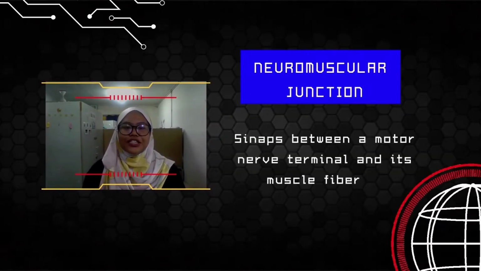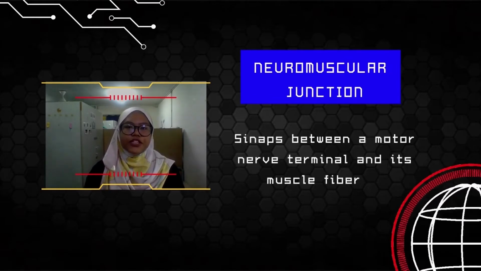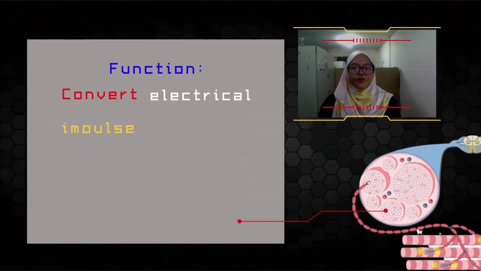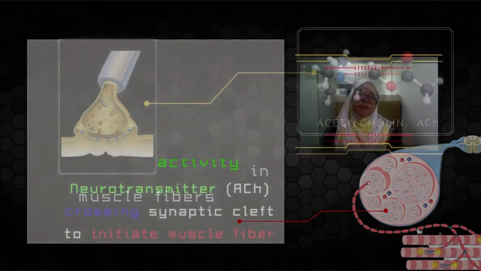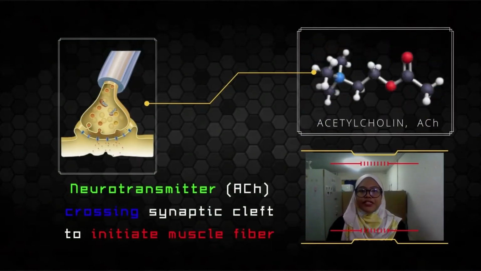So, the neuromuscular junction is the synapse between a motor neuron nerve terminal and its muscle fiber. It is responsible for converting electrical impulses from the motor neuron into electrical activity in the muscle fibers. At the neuromuscular junction, the impulse releases a neurotransmitter named acetylcholine, or ACH, which is passed to the muscle fiber by crossing an area called the synaptic cleft. By this, ACH will signal the muscle fiber to contract, or we can say ACH is responsible for initiating muscle contraction. Fun fact, only one motor axon can cause several muscle fibers to contract.